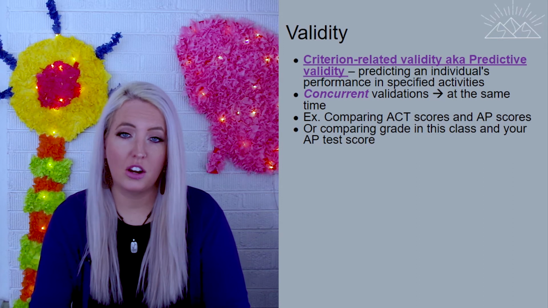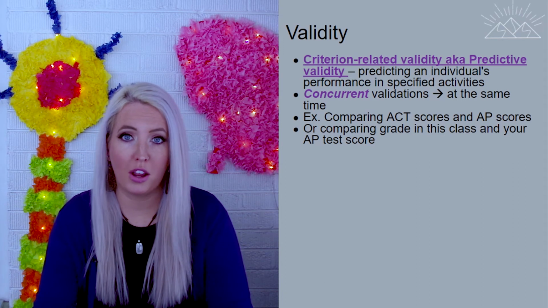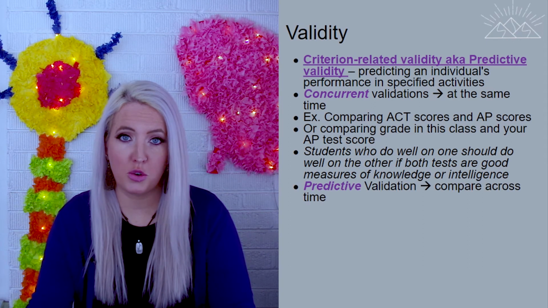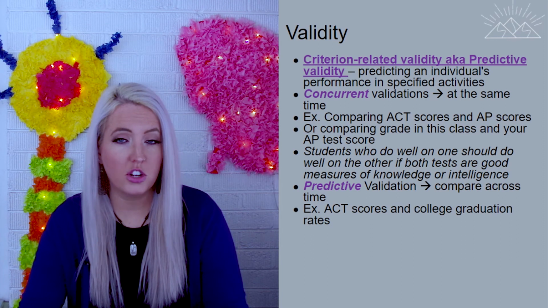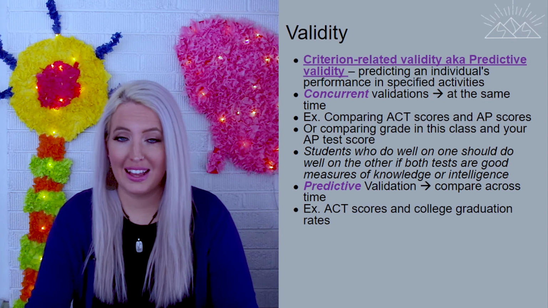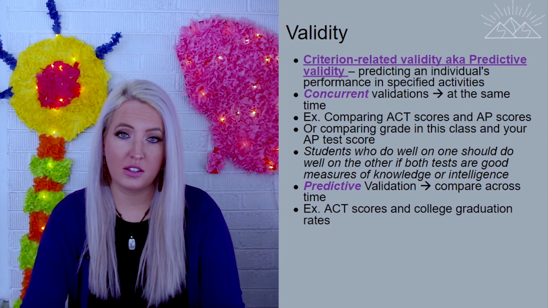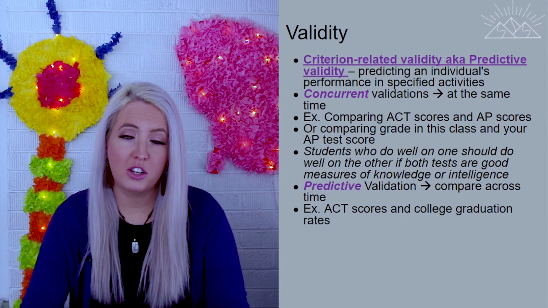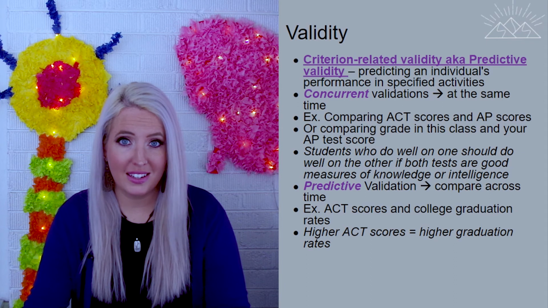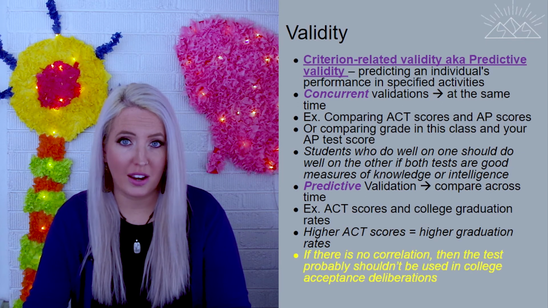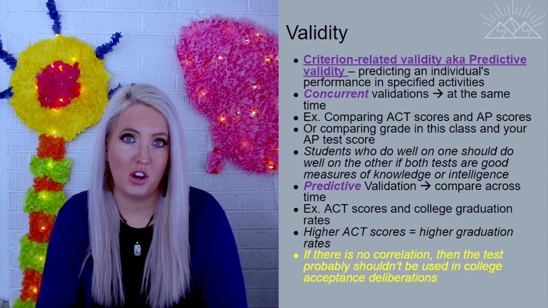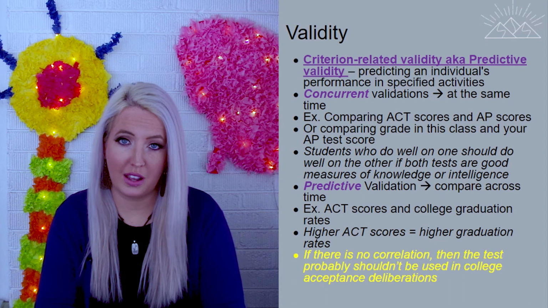Predictive validity can also look into the future, comparing across time, looking at SAT scores and college graduation rates. We can see if there's a correlation between higher SAT scores and graduation rates, or SAT scores and college GPAs. What we're trying to see is if the information we have now will predict future success in another area. If it doesn't, it might not tell us what we think it's trying to tell us, and it might not actually be valid.